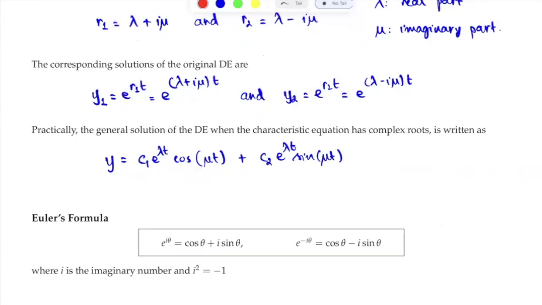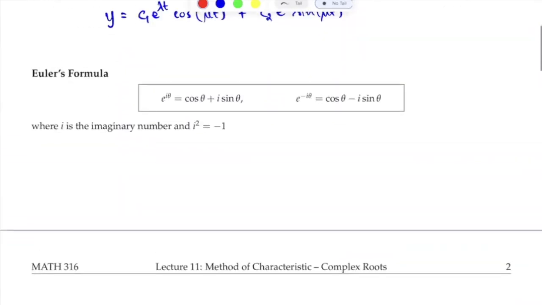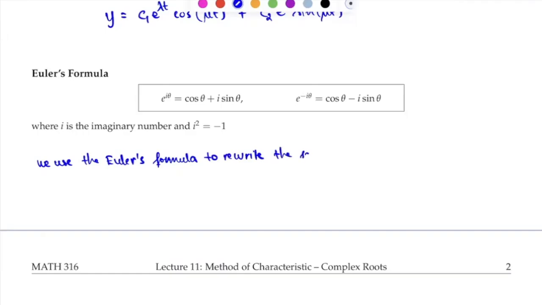Again, I'm going to show you how to go from y1 and y2 to the general solutions of this form. Okay, so we use Euler's formula to rewrite the solutions of y1 equal to e to the lambda plus i times mu t, and y2 equal to e to the lambda minus i mu t.